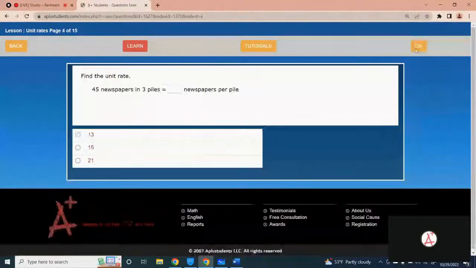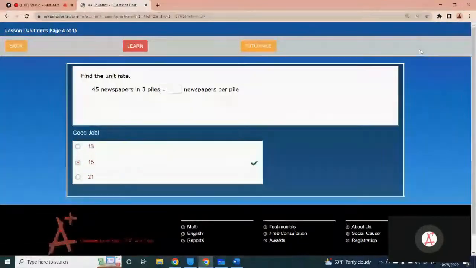Okay, the next one is 45 newspapers in three piles. So how many newspapers per pile? So you have to do 45 divided by 3. So 45 divided by 3 is 15. Got it? Just select the correct option and click on the OK button.